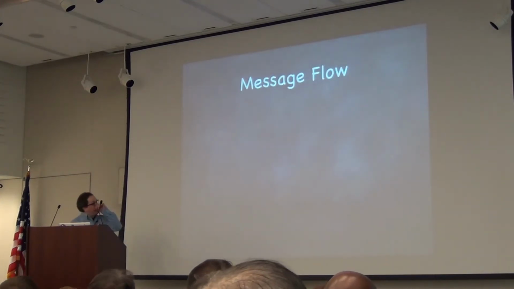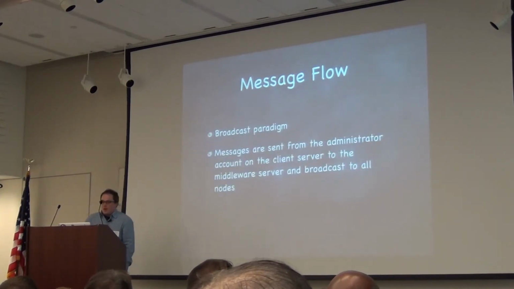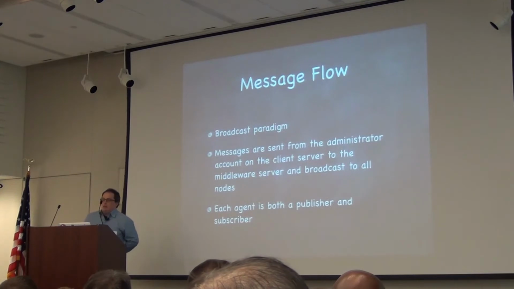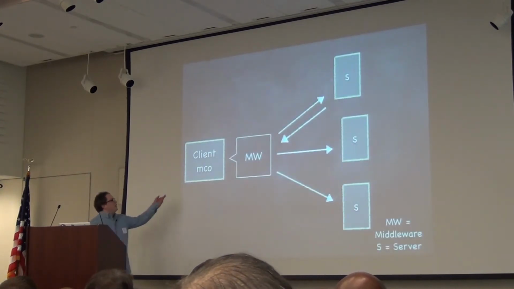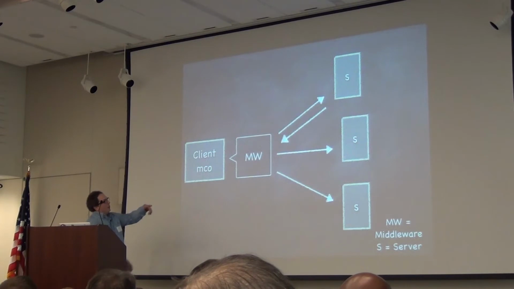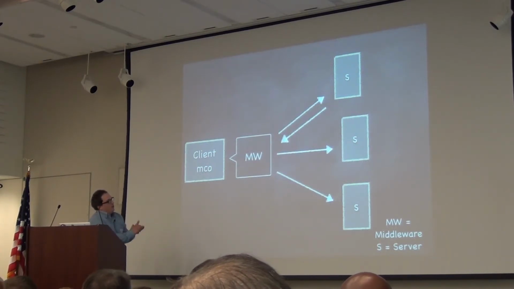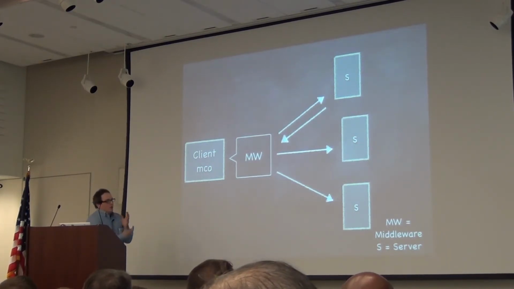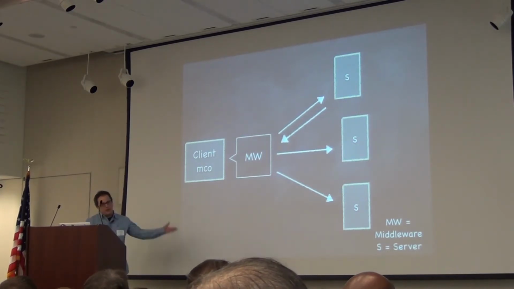All right, so this is basically what the message flow looks like. It's a broadcast paradigm, so it'll go out to all the nodes in your environment. They're sent from the administrator account on the client server, and it's broadcast to all the nodes in your environment. And each agent is both a publisher and a subscriber to those messages. And this is basically what it looks like. So your client will broadcast out to your middleware, and then all of the servers receive the message, but only the ones that are subscribed to the message are the ones that respond back. Like I said, later on I'm going to show exactly how this works, so you can see.